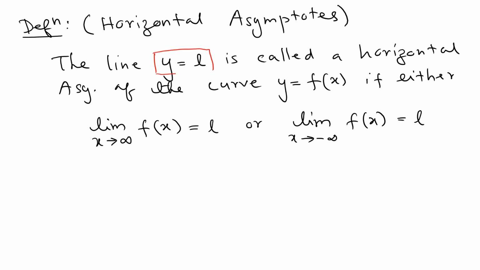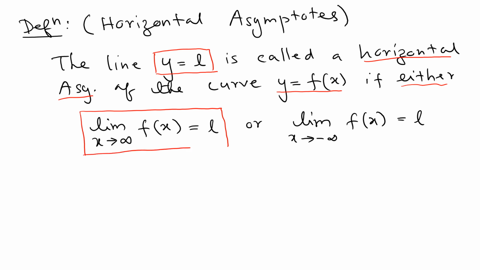You can see this is a horizontal line. So y equals L is called a horizontal asymptote of the curve y equals f(x) if one of them holds: either the limit as x goes to positive infinity of f(x) equals L, or the limit as x goes to negative infinity of f(x) equals L. So only one is enough.